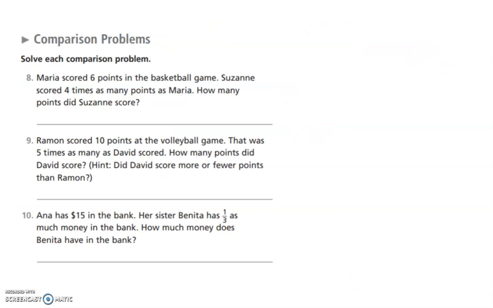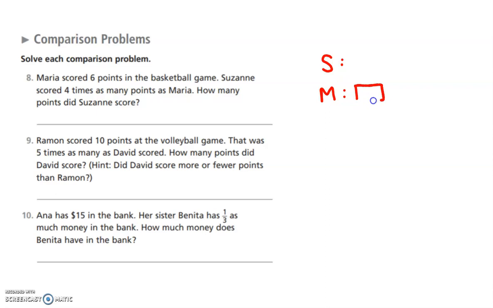All right, let's look at the next batch. These are more comparison problems, but this time it's dealing with multiplication and division, so your picture might look a little bit different. So number 8 says Maria scored 6 points in the basketball game, and that Suzanne scored 4 times as many points as Maria. So I'm going to show you the comparison bar on this one, and I'm actually going to put Suzanne at the top. I'm going to label her name with an S, and then I'm going to put Maria toward the bottom.